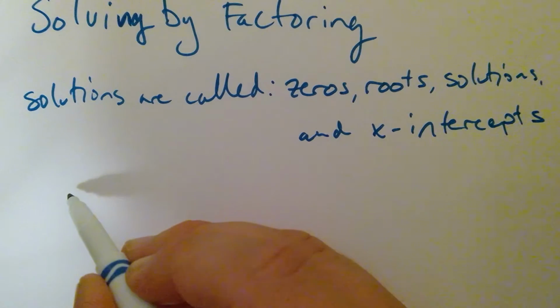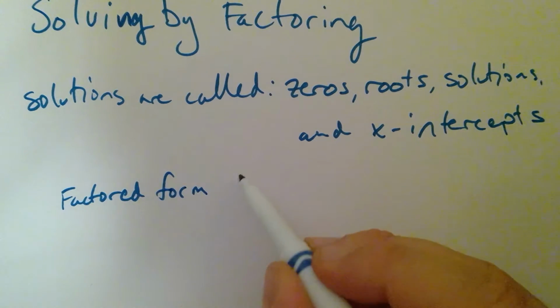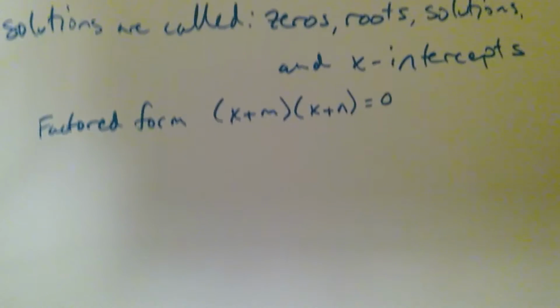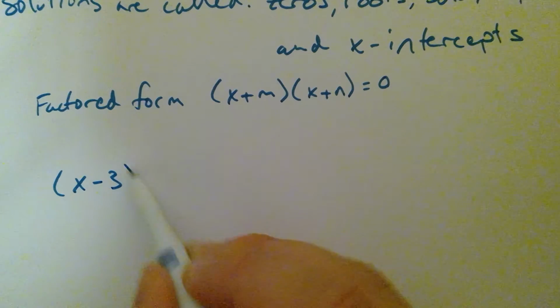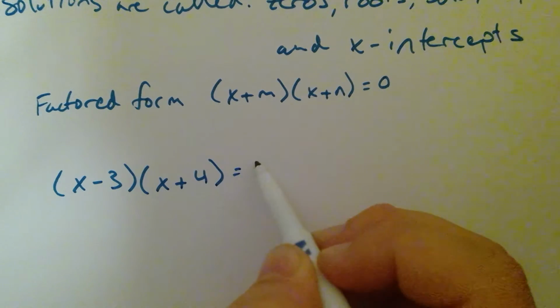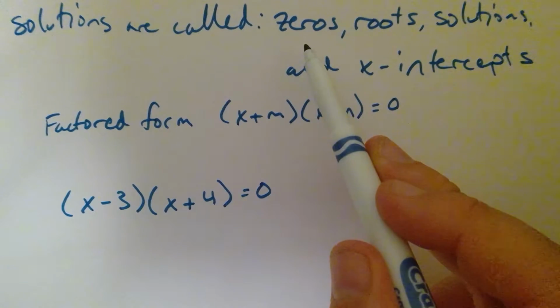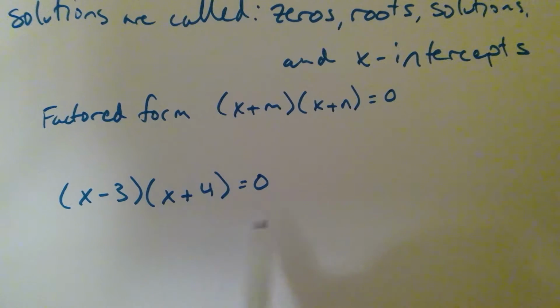Let's look at a factored form. Factored form, if we recall, is x plus m times x plus n equals 0. Let's say we have x minus 3 times x plus 4 equals 0. I always have to set it equal to 0 because we're looking for zeros. It's called a zero because it has to equal 0, or y equals 0. If you have two numbers that multiply to make 0, either x minus 3 has to be 0 or x plus 4 has to be 0. We have to check both of them, but that's all we've got to do.